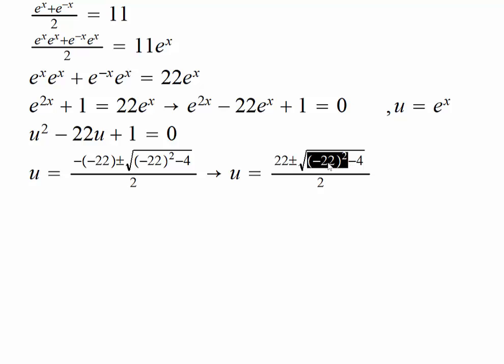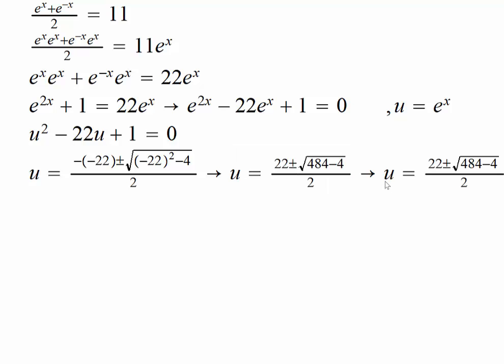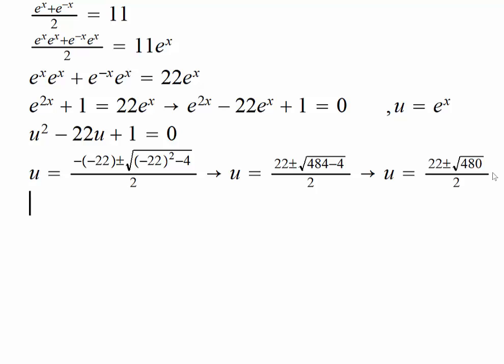So 22 squared, how much is that? I'm an old timer, so this is 484. So what you get then is 480 here, and we have to reduce it as much as possible according to the way we are being asked to do that. So let's factor the largest square that we can factor here. So 480, if we divide it by 16, we get 30 here.